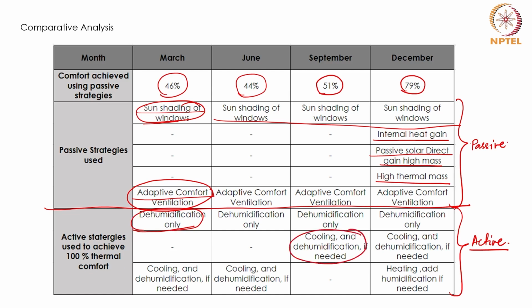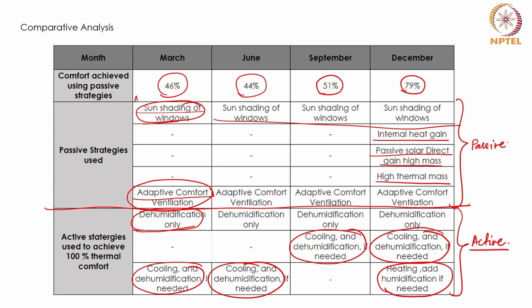that could be needed. Whereas for the month of March, cooling and dehumidification is needed. In December, heating and adding dehumidification is needed for some hours.